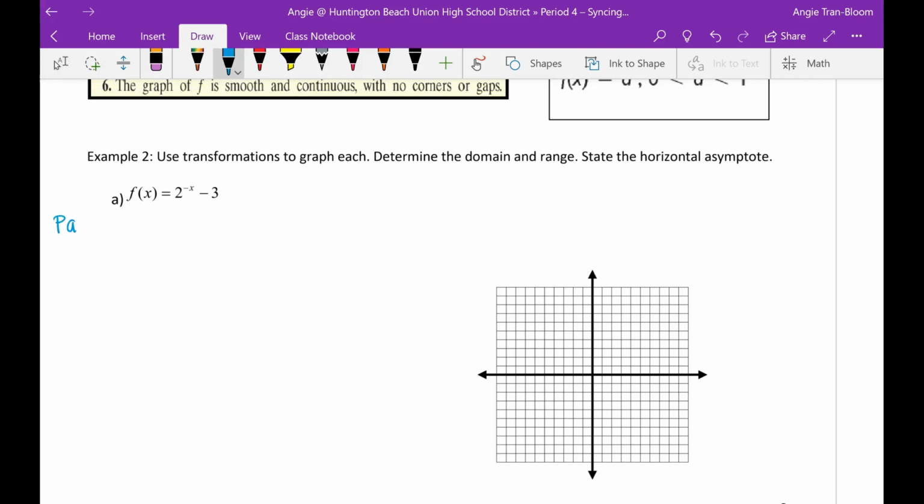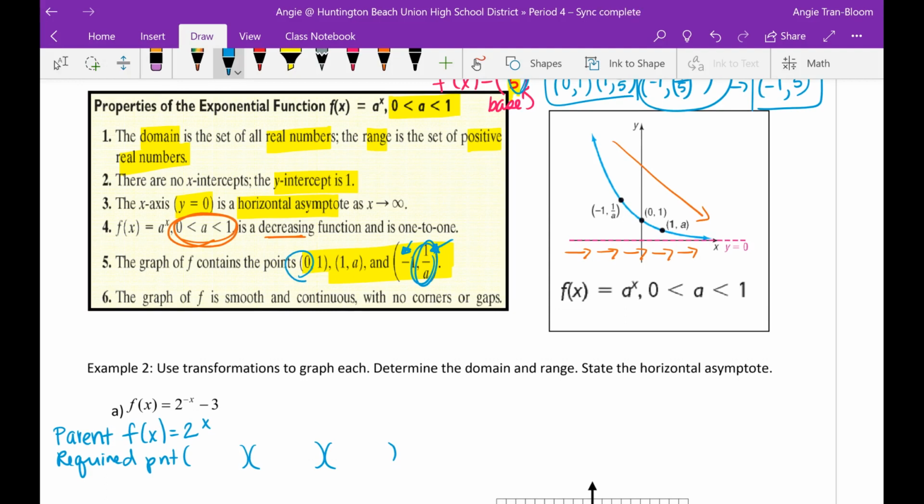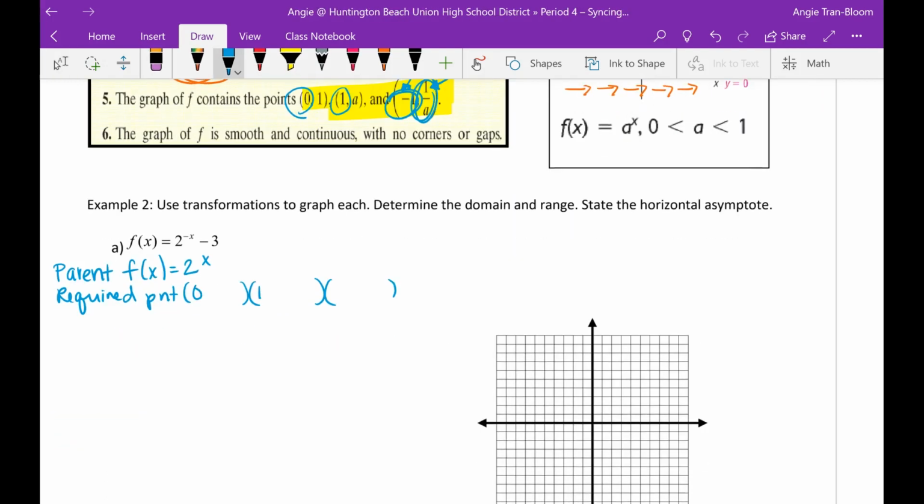So we are going to start with the parent. This step is the same. F of x equals 2 to the x. And you are going to require points. The required points are the 3 points from the chart above. Let me flip it back up. When x is 0, when x is 1, and when x is -1. So 0, 1, and -1. And you have to use these 3 points to continue.